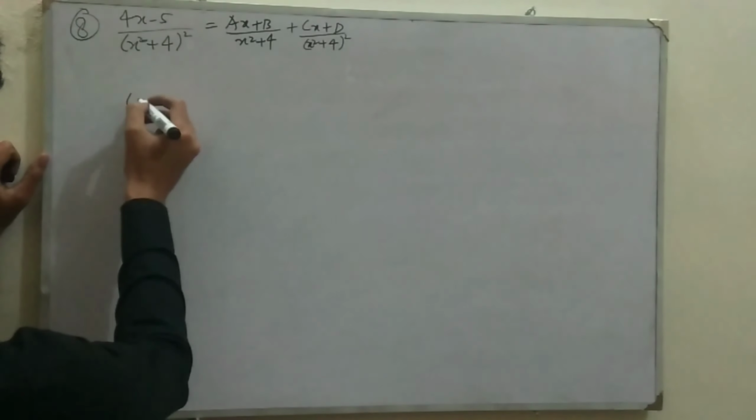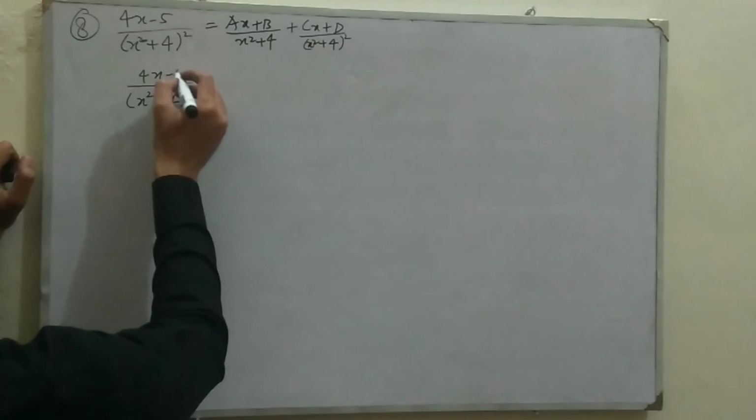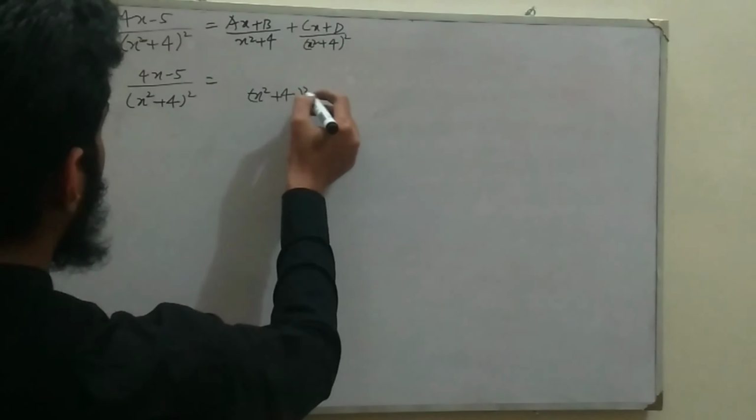Now taking LCM x square plus 4 whole square on both sides, so 4x minus 5 is equal to, taking x square plus 4 whole square on both sides.